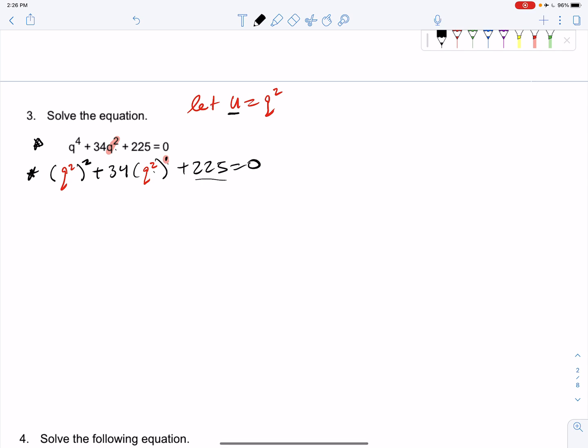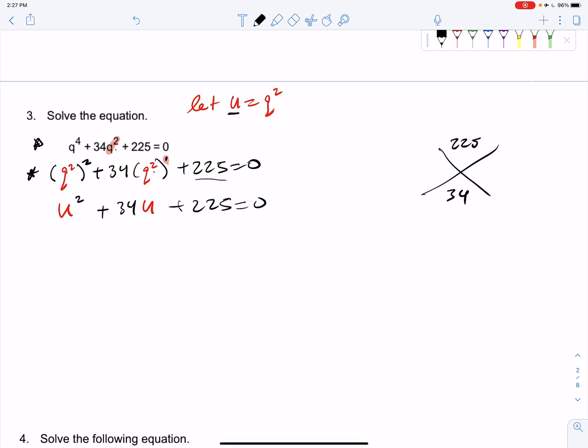We replace q squared with u. So this gets replaced with u, and now we definitely have a quadratic. U squared plus 34u plus 225 equals 0. Okay, so now we have to do the work that we normally do. What multiplies to 225 and adds to 34?